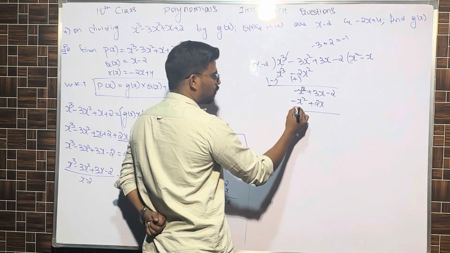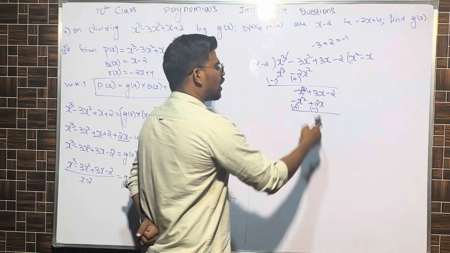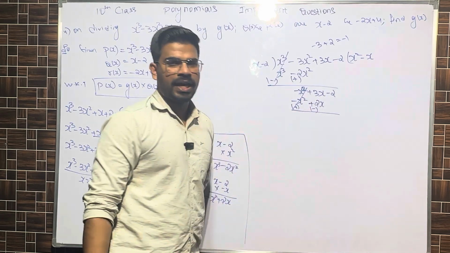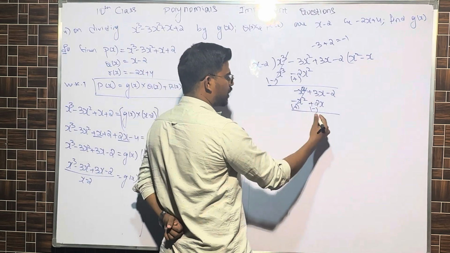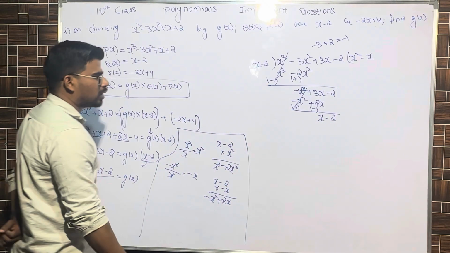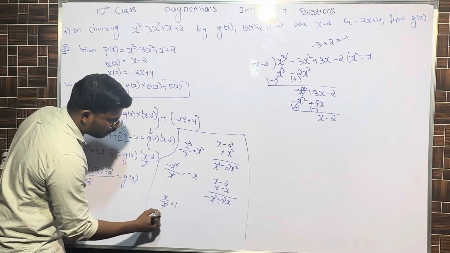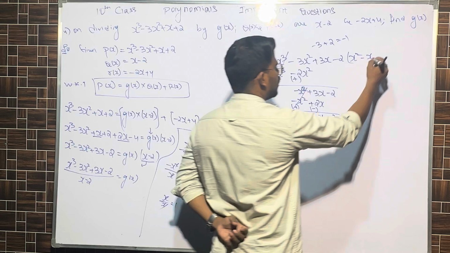Minus x square will be cancelled. It will become plus, this will become minus. These two are cancelled. Plus 3x minus 2x, which is 1x. Only x minus 2 remains. Again the same story. First term divided by first term. x divided by x, which is 1. So it becomes plus 1.